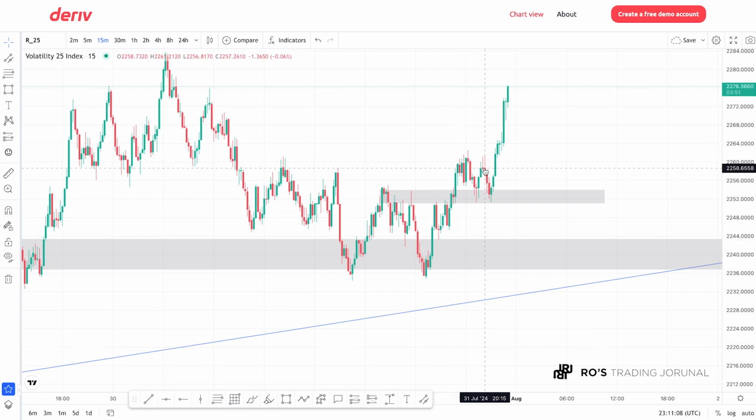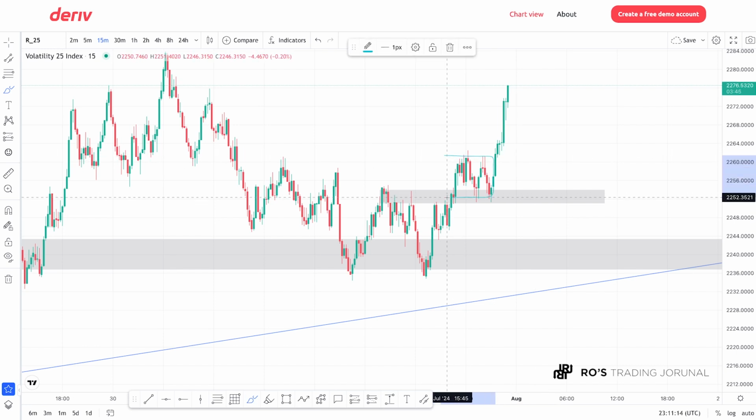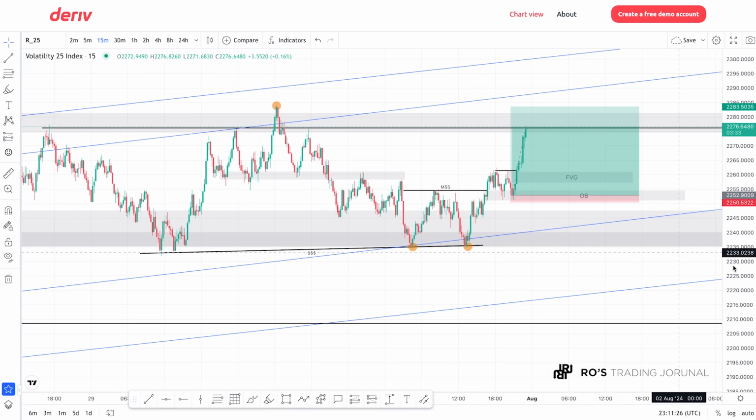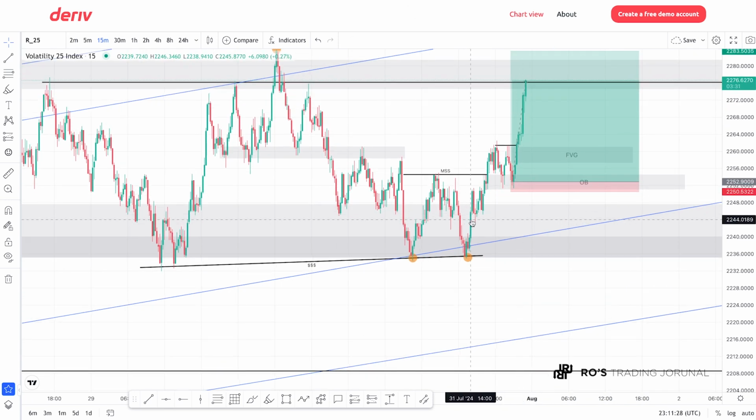At the time, price was just in this little box here. So this was price here. It didn't shoot off yet. As you can see back here, I had entered right here, right into my key level. I call it the OB.